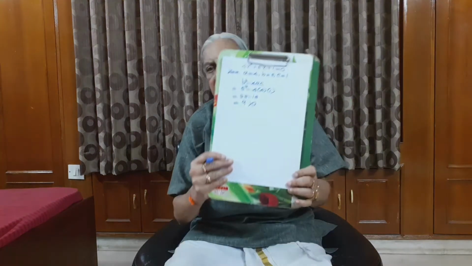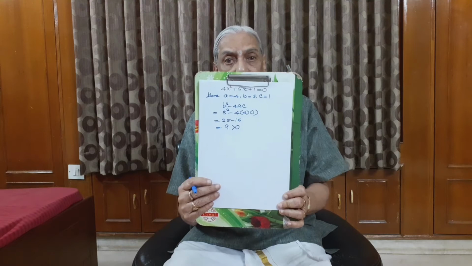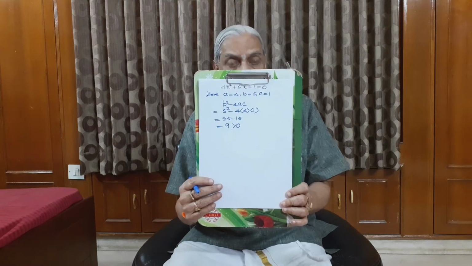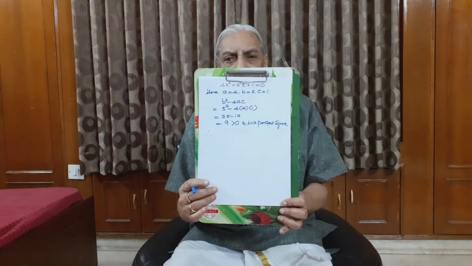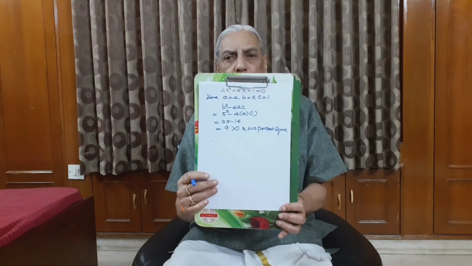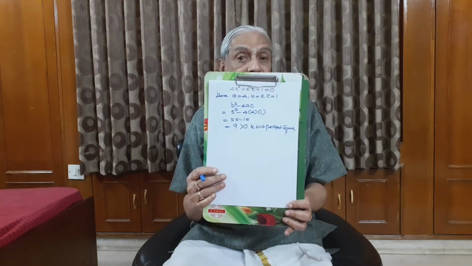Certainly, 9 is greater than 0. Am I right? 9 is greater than 0. The next thing is, when it is greater than 0, you must see whether it is a perfect square or not. Here 9 is a perfect square. Write down, and is a perfect square. Therefore, what is your conclusion? It is greater than 0 and a perfect square. The conclusion: the roots are real, distinct and rational.